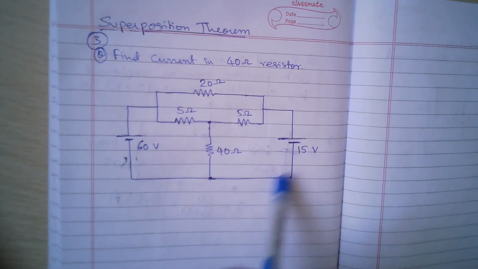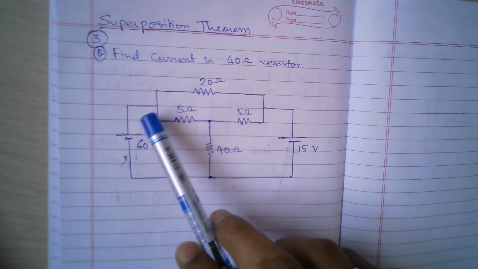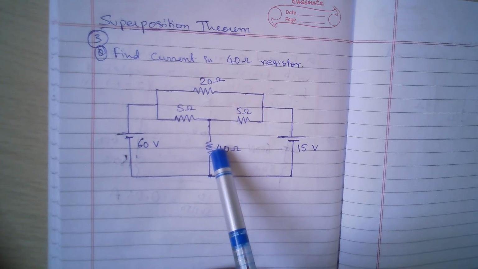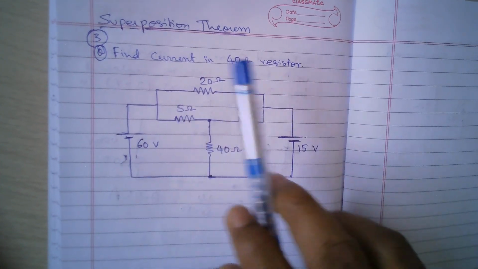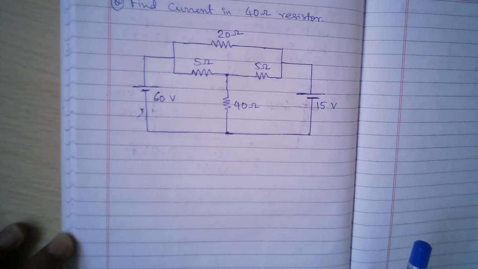So you can also see the problem here and try it yourself, and then later you can compare your answer with my answer. So find the current in 40 ohm resistance. So this is the 40 ohm resistance and we need to find the current using superposition theorem. Okay, so let's start working on this.